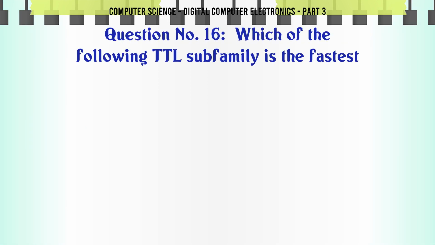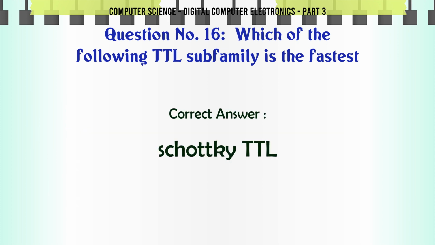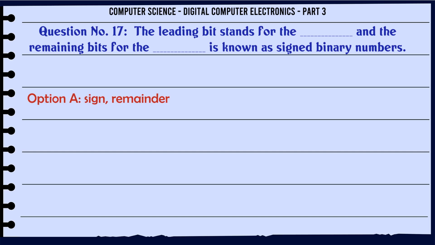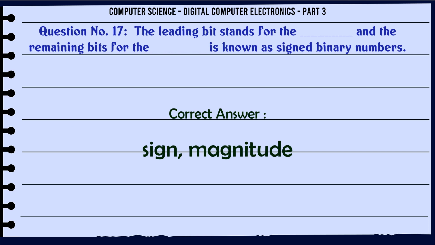Which of the following TTL subfamily is the fastest? A. Standard TTL. B. High-speed TTL. C. Schottky TTL. D. Low-speed TTL. The correct answer is Schottky TTL. The leading bit stands for the and the remaining bits for the is known as signed binary numbers. A. Sign remainder. B. Sign magnitude. C. Value sign. D. Variable value. The correct answer is sign magnitude.